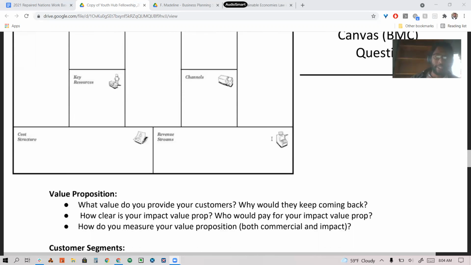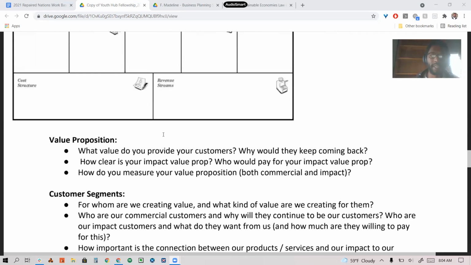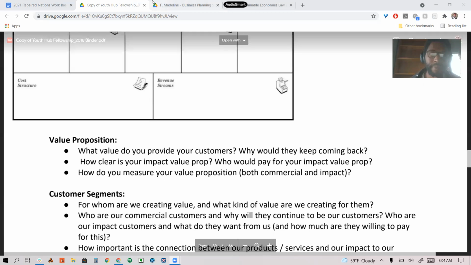So the value proposition, the one in the middle, is where we put what kind of value we're providing to our customers, and what would keep them coming back. We're noting the clear impact that our value proposition has with our products or services, in addition to who would pay for those value propositions. You're also noting down how you measure whether your value proposition is working or not.